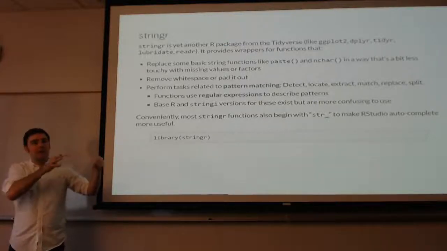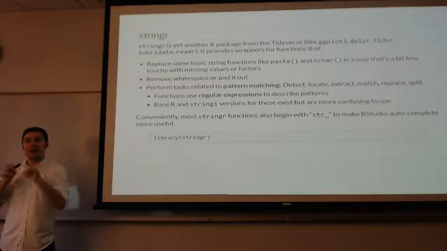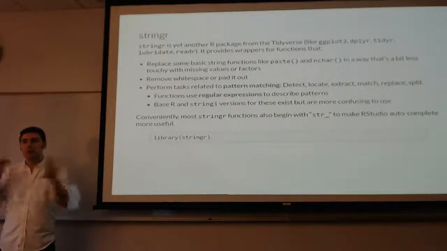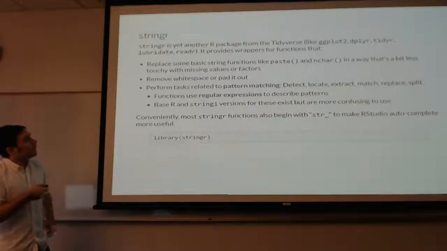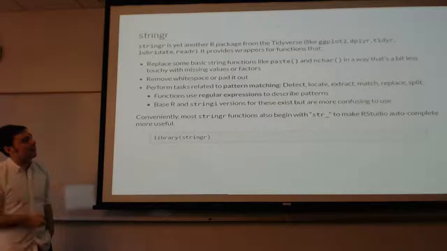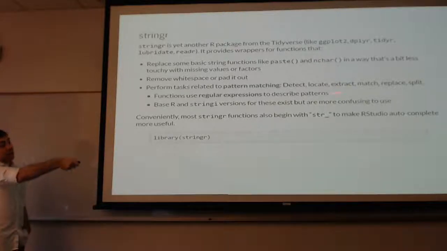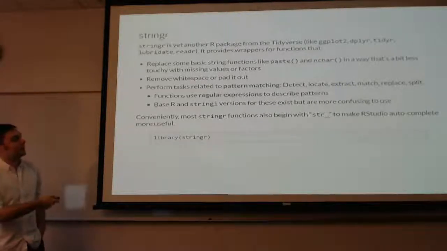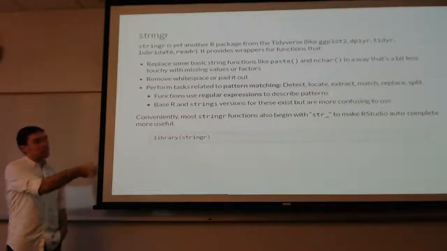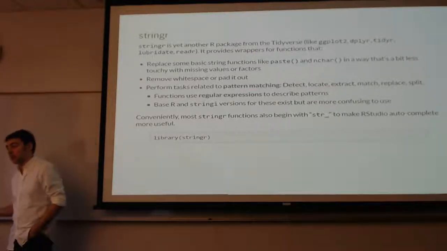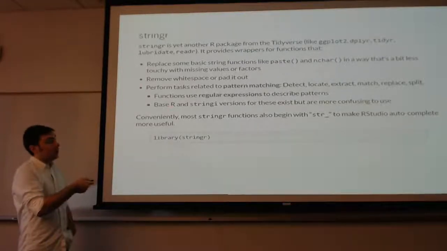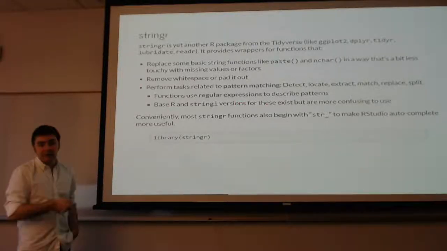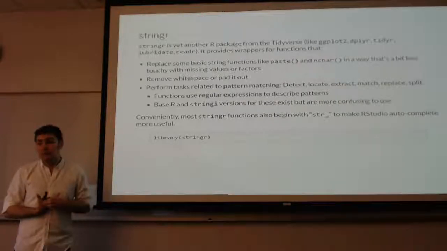Well, that's often separated by lots of zeros. There's functions that will just automatically fill those zeros in where you want them to without you having to go and manually paste stuff. There's also things you can do in Stringer, or functions in Stringer, that relate to pattern matching. That is, detecting, locating, extracting, matching, replacing things using regular expressions to describe the patterns you want to search for and replace. This stuff exists in base R and stringy, but they're a lot more confusing to use, and their names are often very strange.